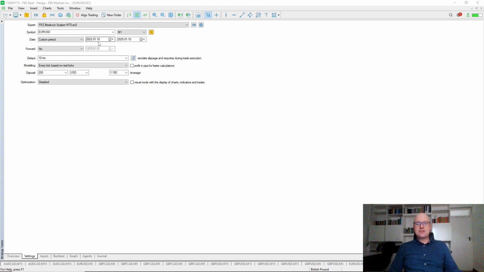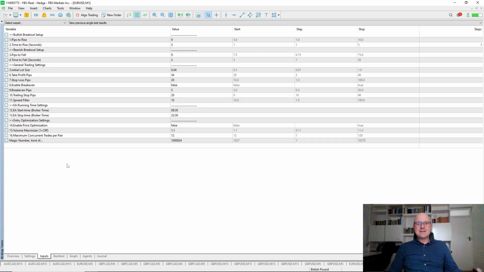Now, next, we'll do a deep dive into the settings that I've been using, and I'll share with you exactly how the robot works. Now, when looking at the FRZ Breakout Scalper, there are a few different versions of the free example, so it's important that we look at some settings that are common across them so that we can ensure that you get the right results. So for the pip rise or pip fall, I've selected 9, but the time to rise and time to fall, which is a crucial one for this EA, is set at 3 seconds.